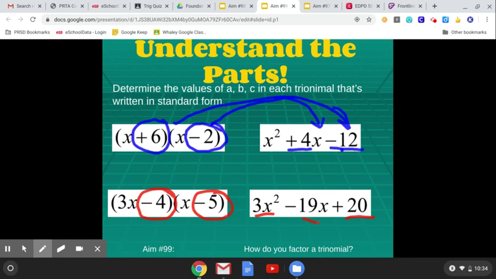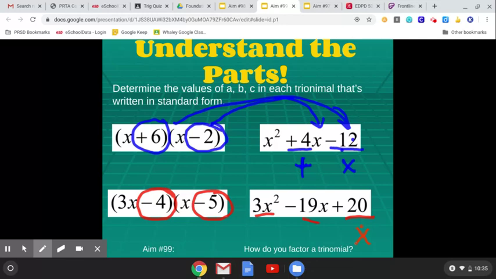If you're saying to me, hey, on the top one, you know what I noticed, Mr. Whaley, is that 6 and negative 2 multiply to be negative 12. You're right. If you said when you add them, you get this number in the middle, you're right. And over here, those two numbers multiply to be positive 20. You're right. Now, the question might be, how do I get this negative 19 and how does that 3 come into play? We'll get into those. They're a little bit more complicated.